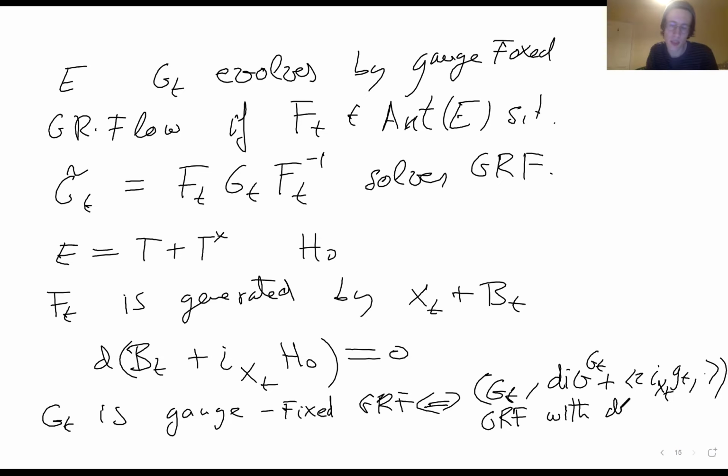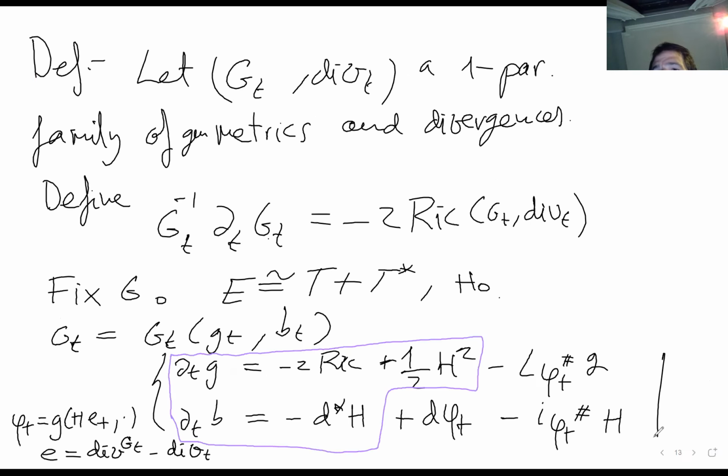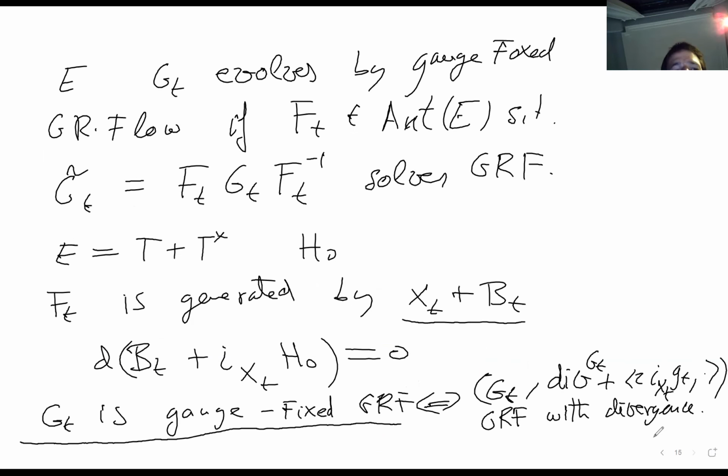By gauge fix, you mean that you just take the standard divergence? No, what I mean is that this GT satisfies gauge fixed generalized Ricci flow for this one-parameter family of infinitesimal automorphisms, if and only if GT with this divergence satisfies these equations I showed you before. But what is the gauge fixed flow? Gauge fixed flow means that this modified generalized metric satisfies the ordinary generalized Ricci flow.